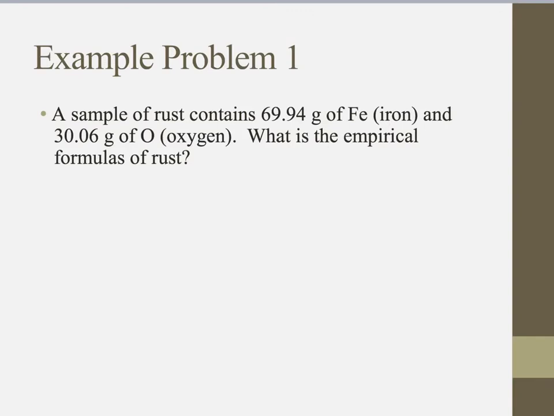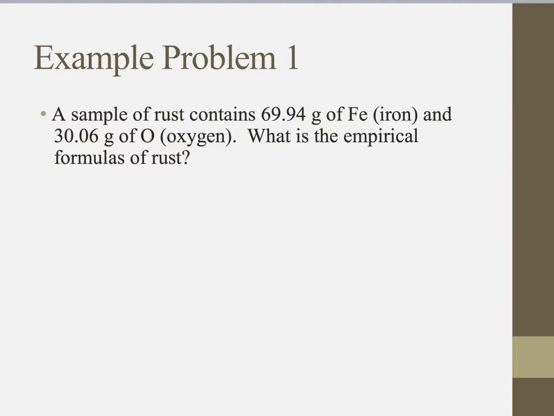We're going to look at a couple of examples of how to use this information. In the lab, you're not going to just go poof and get a formula for something. You've got to compare, and one way we can come up with a formula, besides volumes of gases that we've already looked at, is the mass of different elements that make up that compound. So we're going to look at a sample of rust.